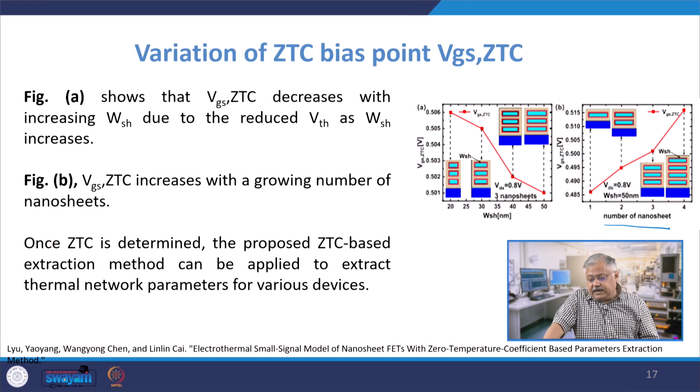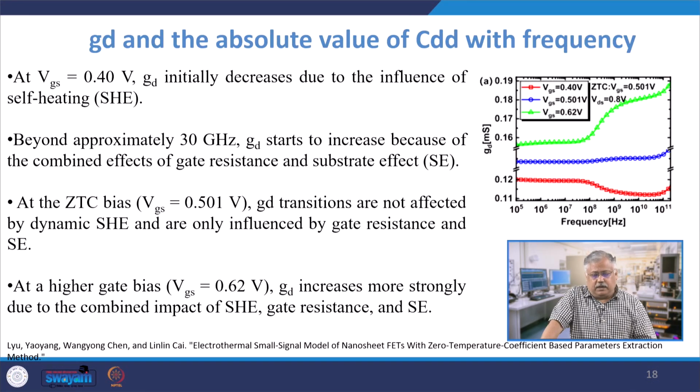Whereas on the right-hand side, as the number of nanosheets increases, the ZTC point increases also. So when you work with, let us say, 1 sheet, 2 sheets, 3 sheets and 4 sheets, compared to 1 sheet, the 4 sheets give you a variation of more than about 0.03 volt, right? So it gives you a substantially large variation in your ZTC point, which means the cost function will not remain the same for all numbers of sheets. They will vary with respect to the number of sheets.